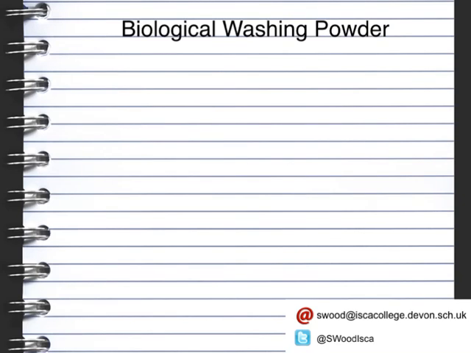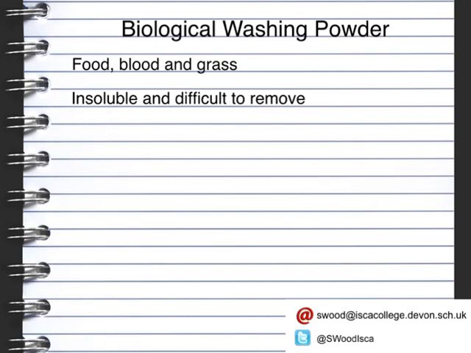A biological washing powder is able to remove stains from food, blood or grass, and that's because these are insoluble, so they're difficult to remove. However, you can add an enzyme that will help convert them into more soluble products.